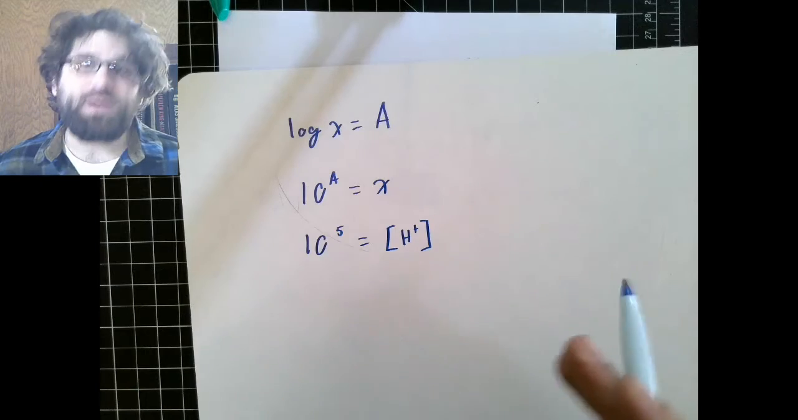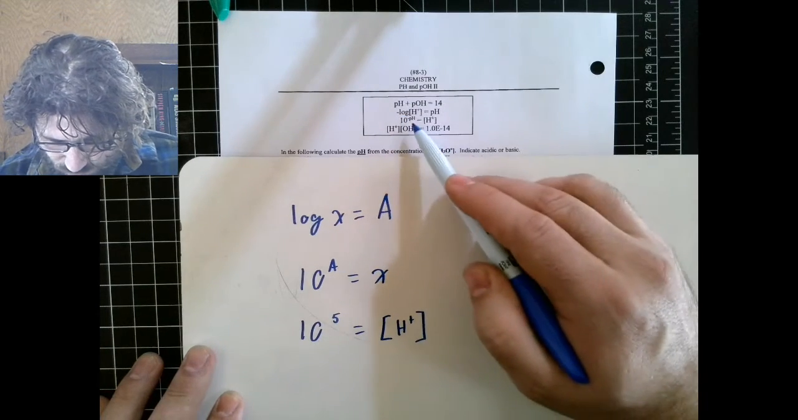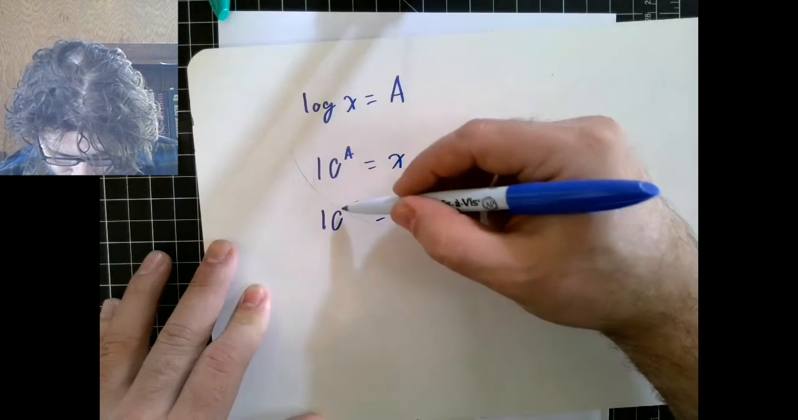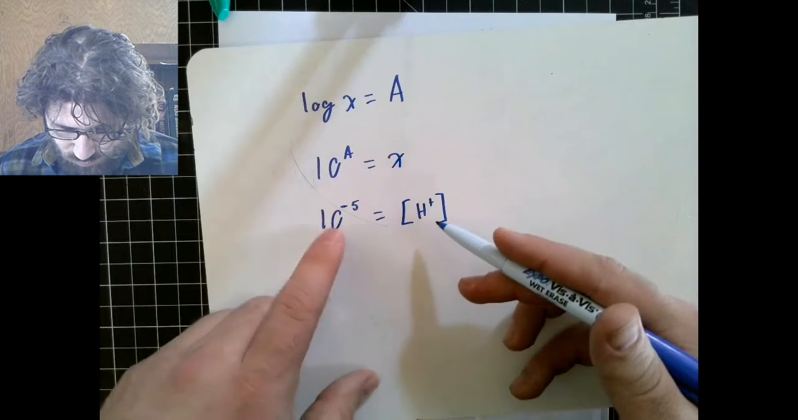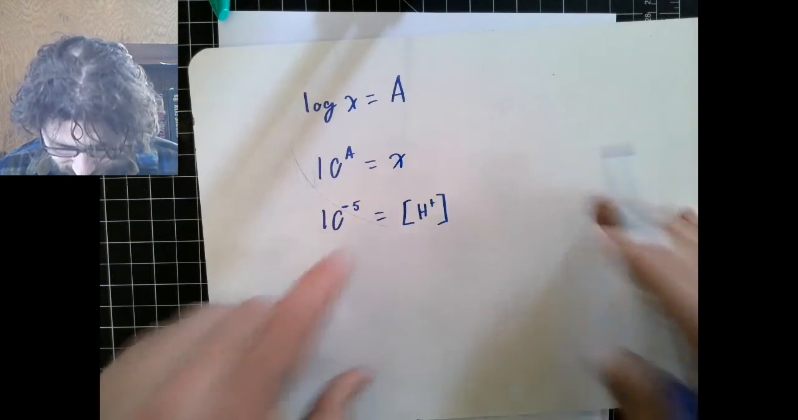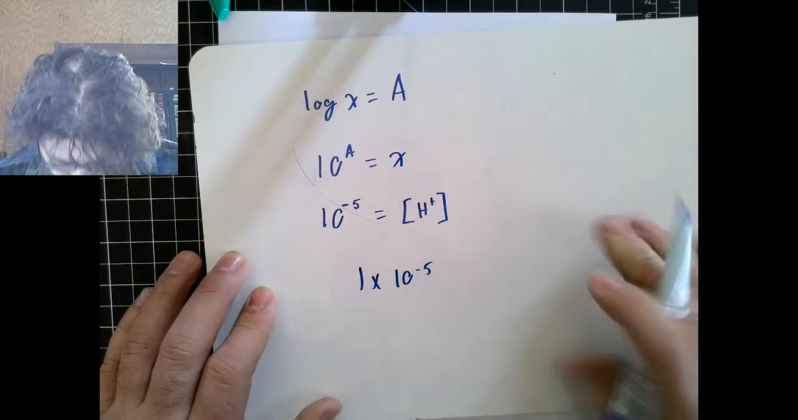Okay? But keep in mind, every time we do this, we're doing negatives. So it's got to be the negative of that pH. So it's not just 10 to the 5th, it's 10 to the negative 5th. So my concentration, this one, you should be able to do in your head, 10 to the negative 5th is just going to be 1 times 10 to the negative 5th.